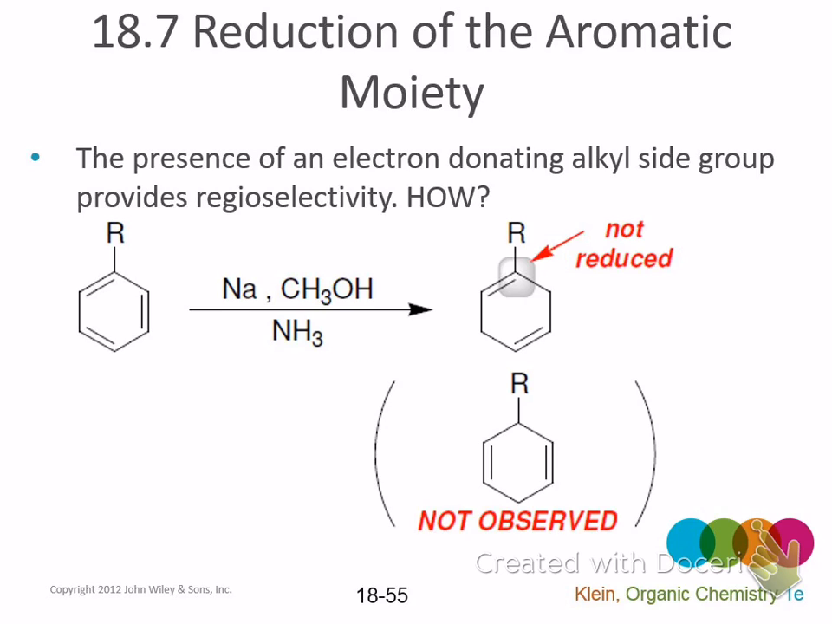Anyways, so interestingly, if you put an electron donating group, an R group, on the alkyl side, then what ends up happening is this is the structure that you get, and you don't see this structure. So it's a regioselective reaction. I haven't worked this out in a long time, so let's try it.